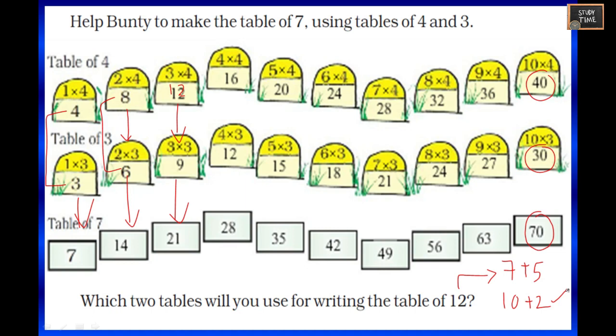10 plus 2. So first we'll write the 10 table. 10, 20, 30, 40, 50. Then we are going to write the 2 table. 2, 4, 6, 8, 10. So when you add, you'll be getting the 12 table. So 12, 24, 36, 48, 60.